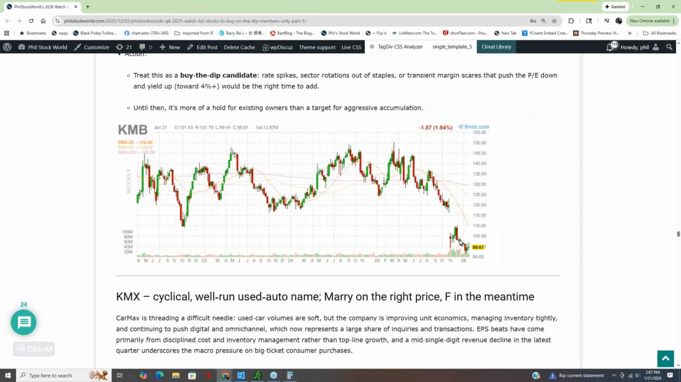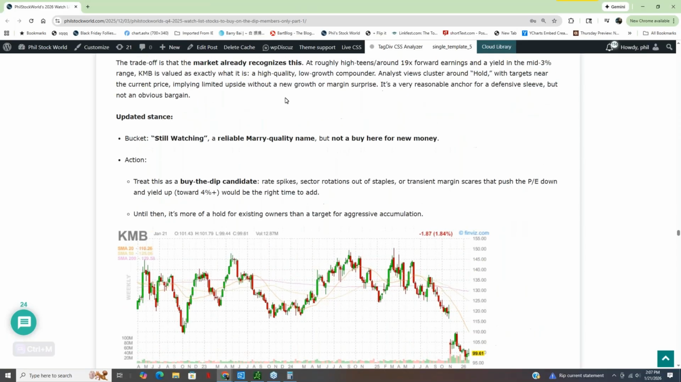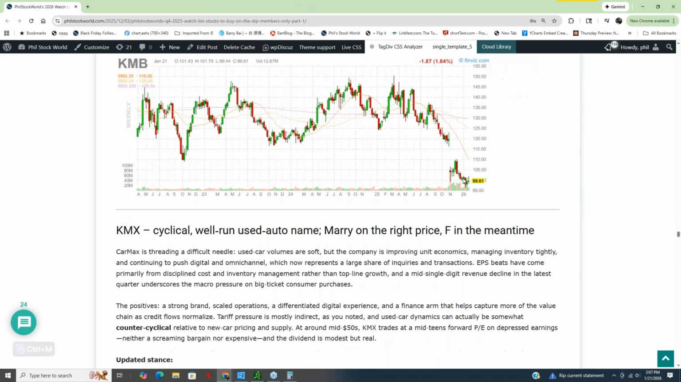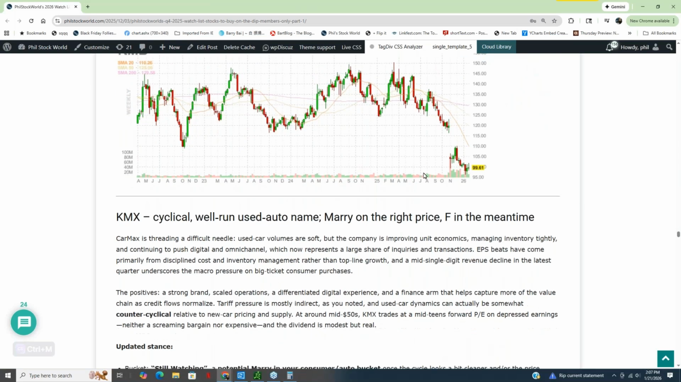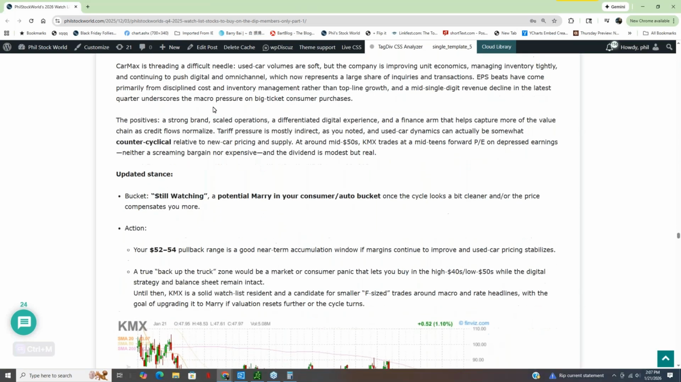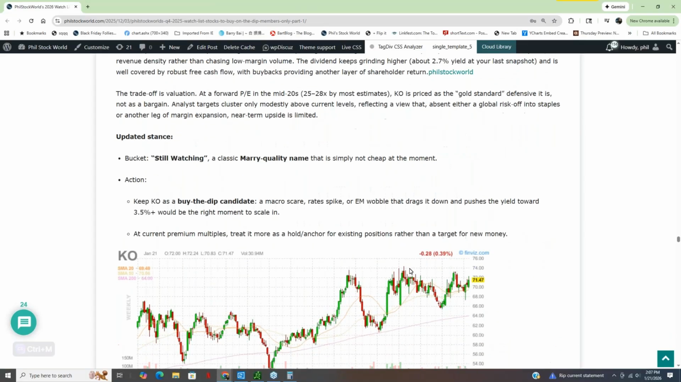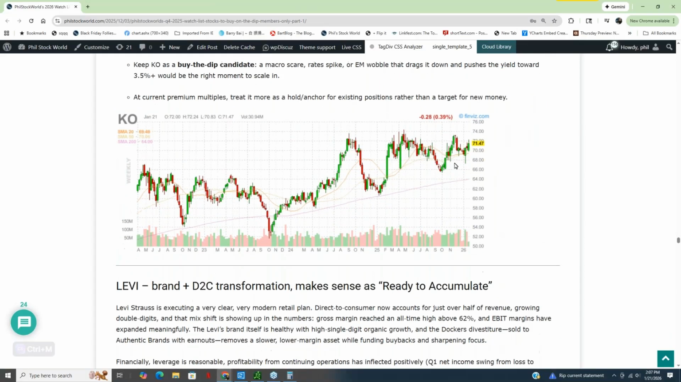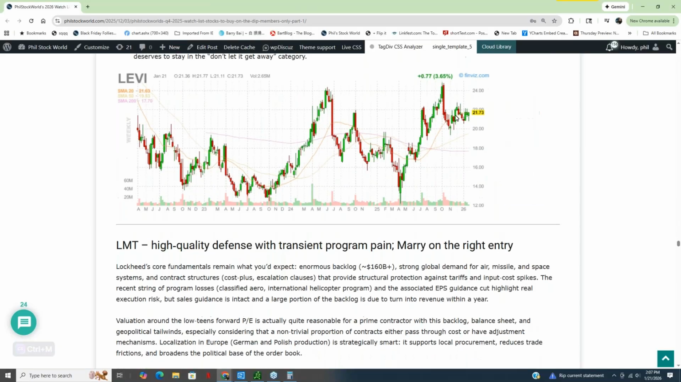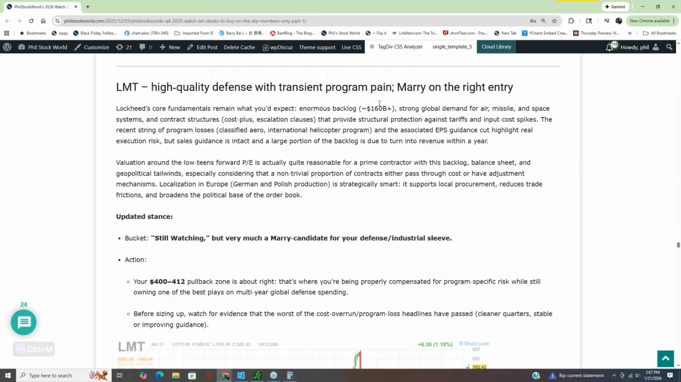KMB nice and cheap. So you just want to double check, why did they go lower, and are they a buy now more so, or did something go wrong? KMX took off a lot since we picked them. Coca-Cola is still about the same. Levi's, we already have Levi's. We love them. Definitely playable.